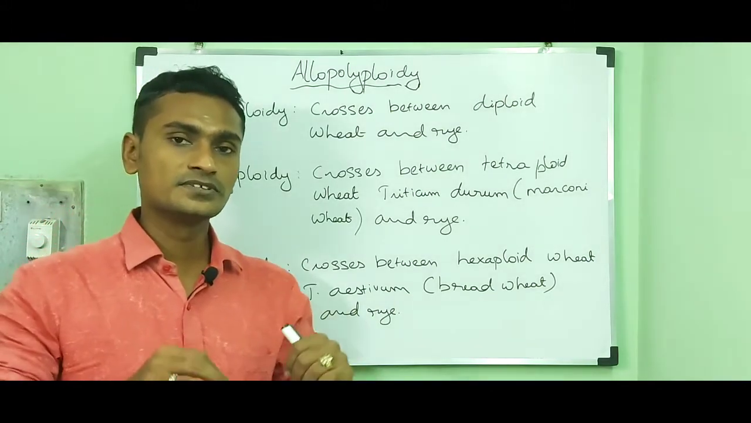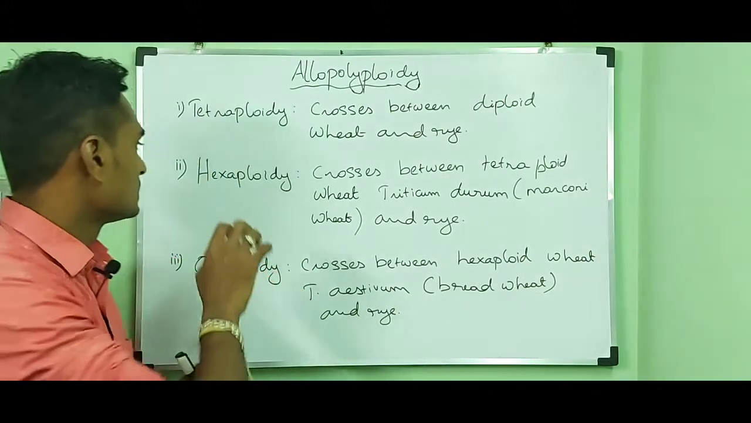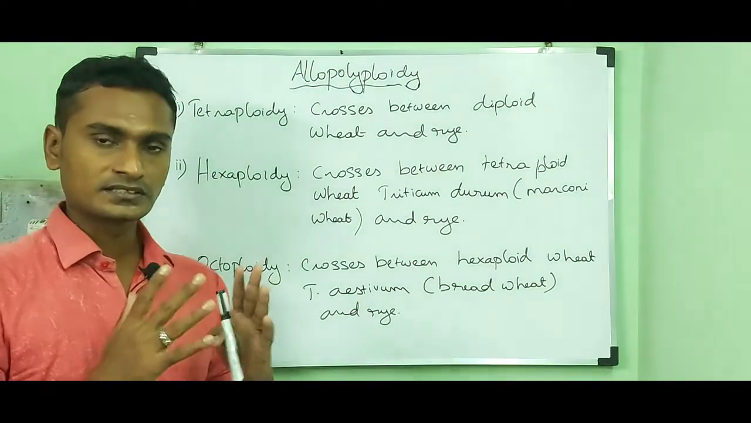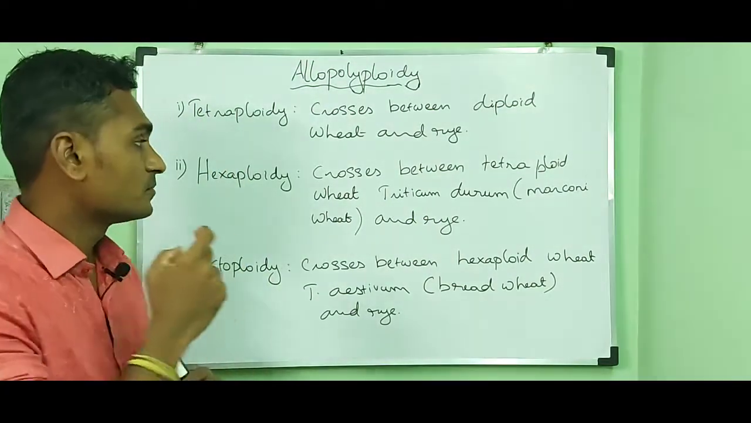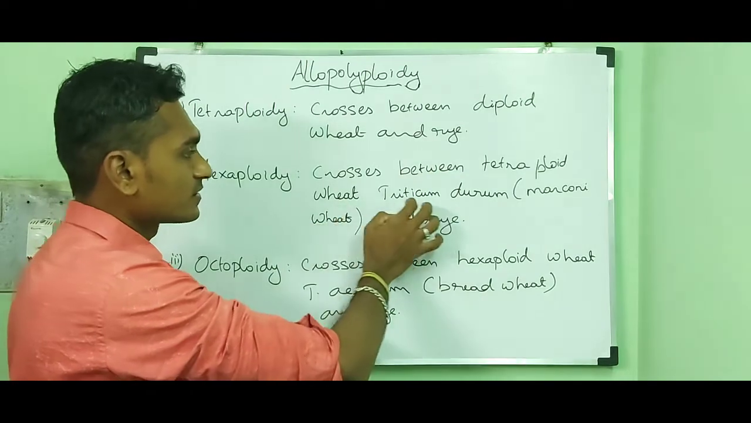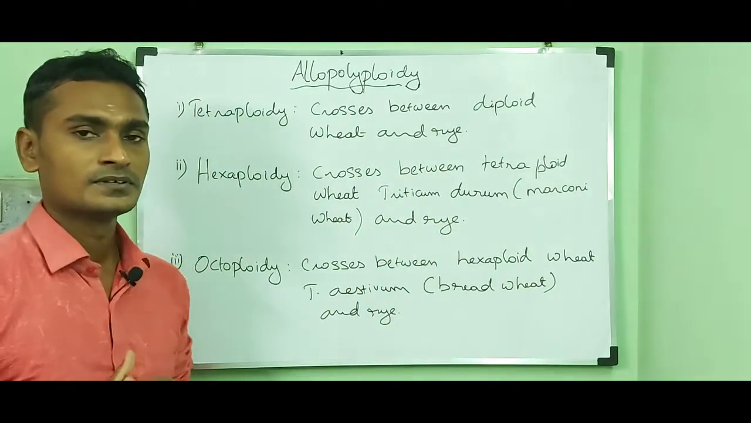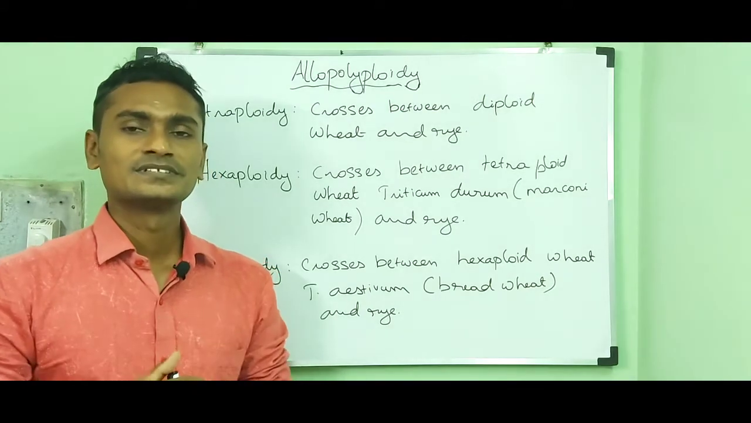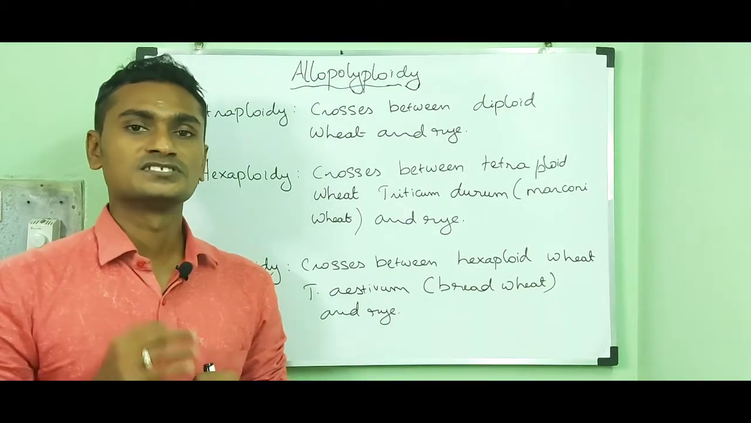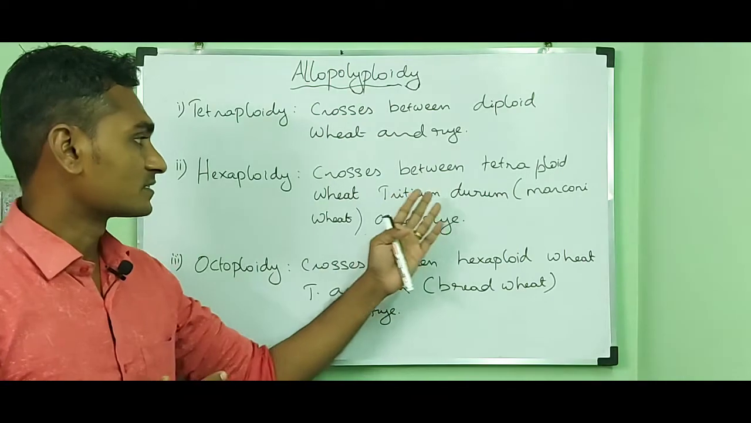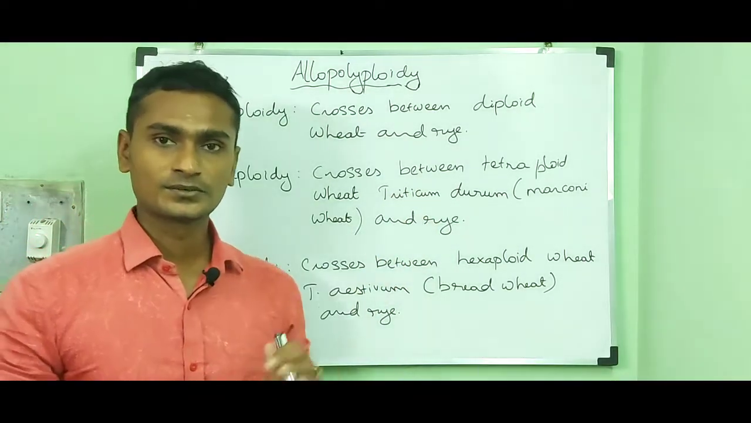So in this video we are going to discuss hexaploid triticale, the cross made between tetraploid wheat, Triticum durum, and diploid rye. Let me figure out that cross which was made between Triticum durum and rye. Please wait a minute.